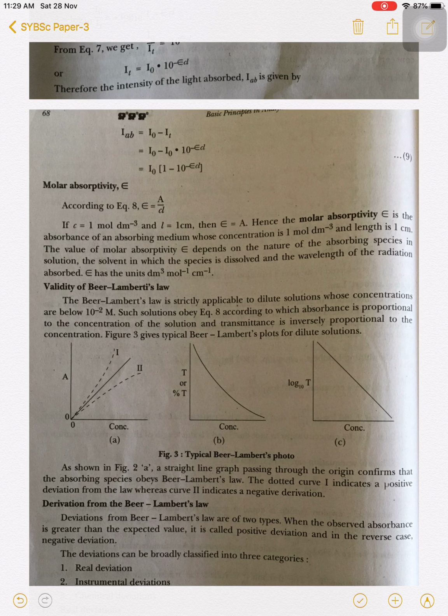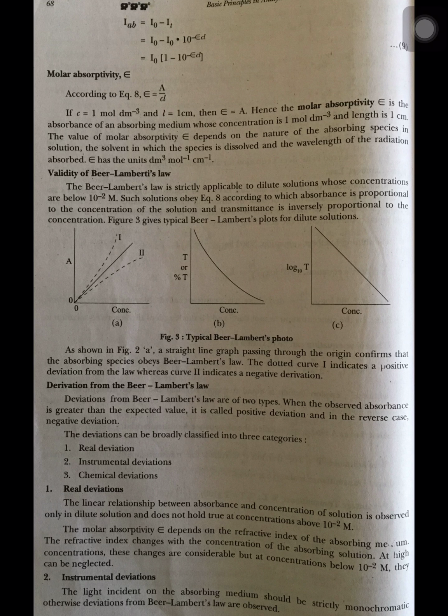So epsilon is nothing but the molar absorptivity. According to equation 8, A is equal to epsilon c into L. So in terms of epsilon, we can write this equation as epsilon is equal to A by c into L. So if suppose the concentration of that absorbing medium is 1 mole per dm cube and the length of absorbing medium is 1 centimeter, then epsilon is equal to A. Why?